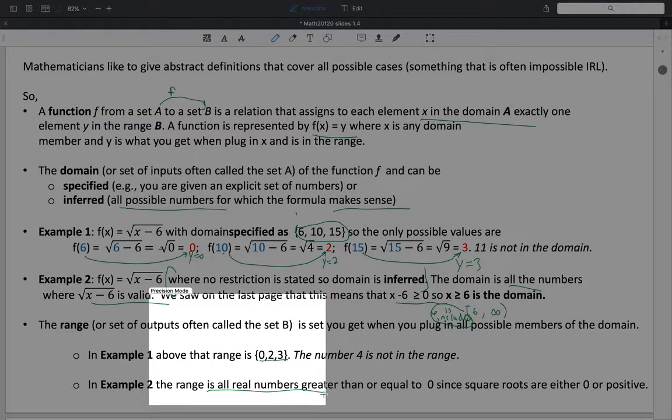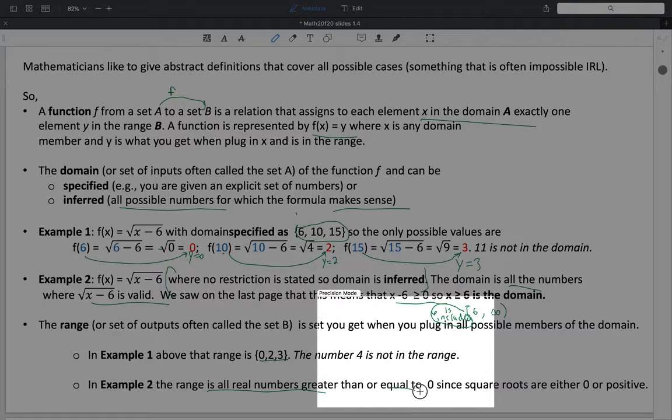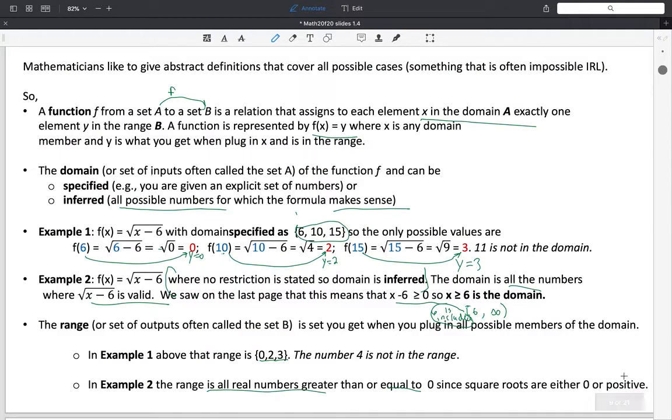And the reason for that is that square roots are either 0 or positive, because we didn't specify here. So that means it's the positive square root. So a square root can be 0 or positive. So that's our range right here.